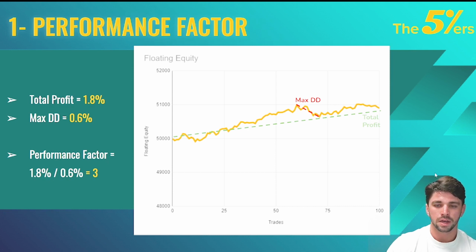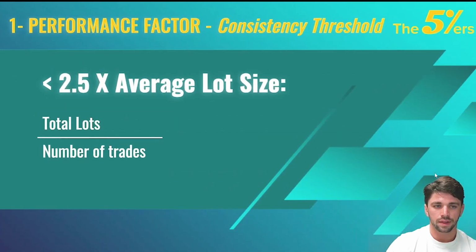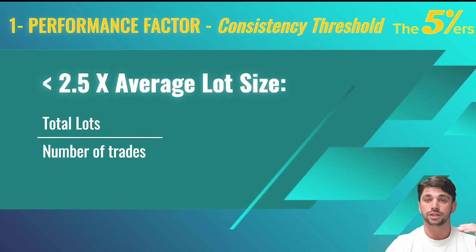Okay. Now, the next thing we would talk about within the performance factor is the consistency threshold. We're not looking for traders that make lucky trades or just put random size on to make a lot of profit. We want to see that you are staying consistent throughout the 100 trades. How we do this is we take your average lot size and multiply that by 2.5 to give a threshold, which is a bit like a trading range.